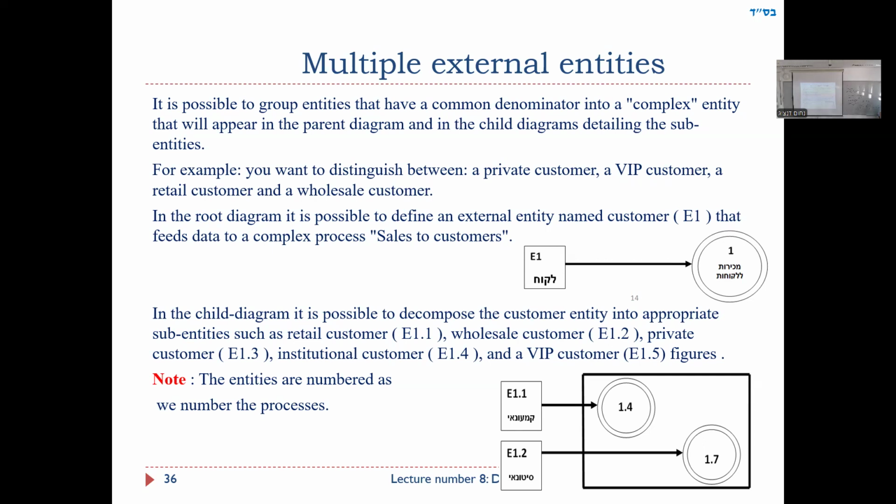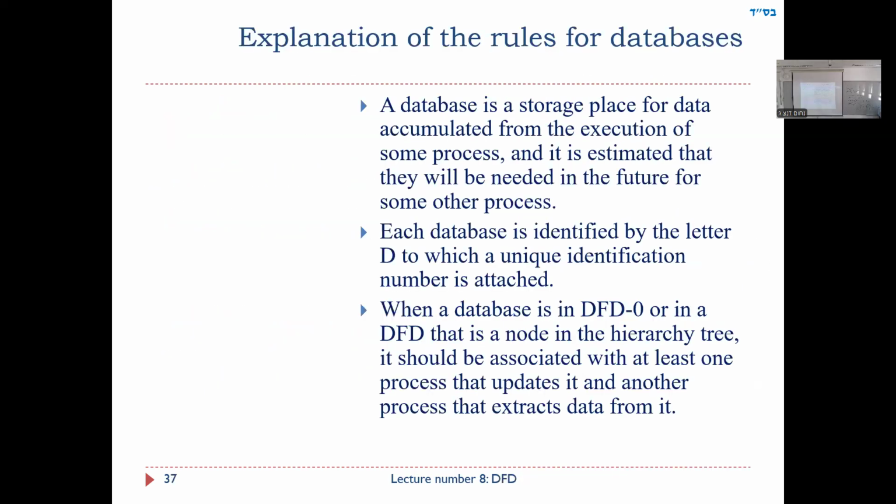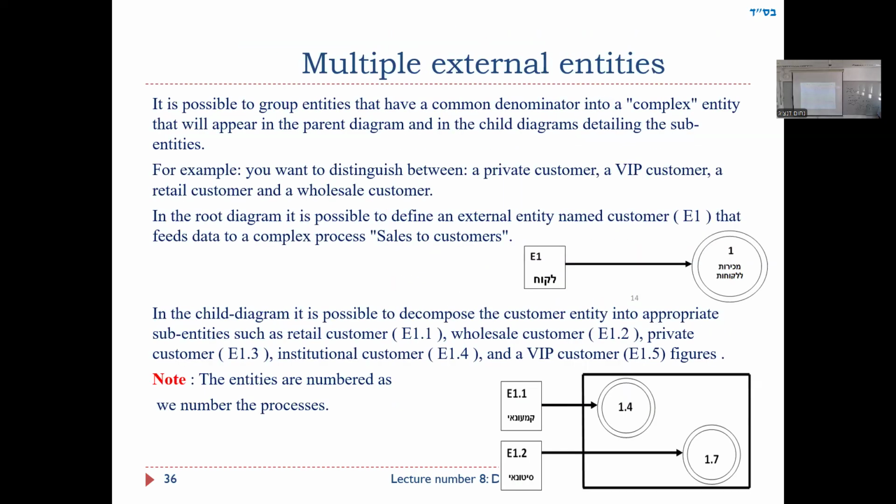In the child diagram, it is possible to decompose the customer entity. Exactly. So when we explain in one, we just call them E1. But when we explain one, and we explain that there's 1.4 or 1.7, then we explain which exact entities are in this. It's kind of like inheritance, but we don't draw an inheritance tree. We don't show if they're complex. There's no way to indicate that it's complex, because it is an inheritance relationship, and therefore client is correct. Whatever, we don't show inheritance.